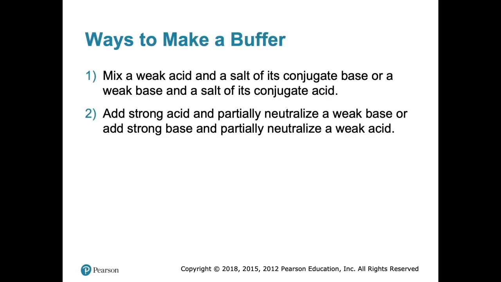How do we make a buffer? We make a buffer, number one, by mixing a weak acid and the salt of its conjugate base, or a weak base and the salt of its conjugate acid.